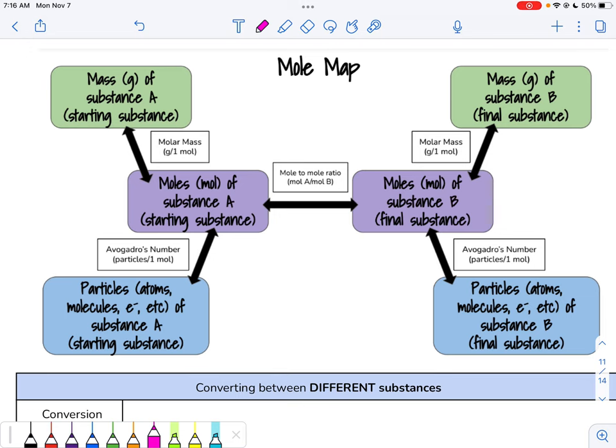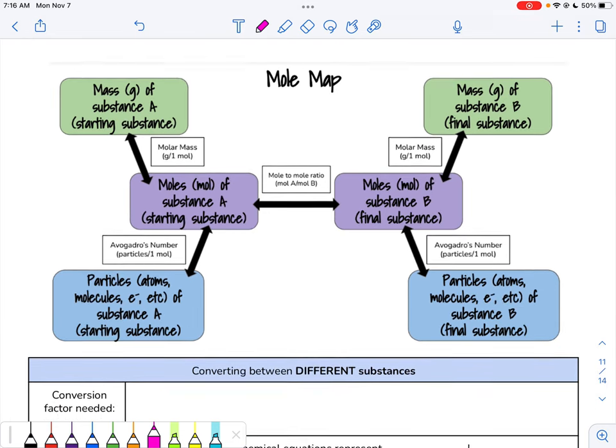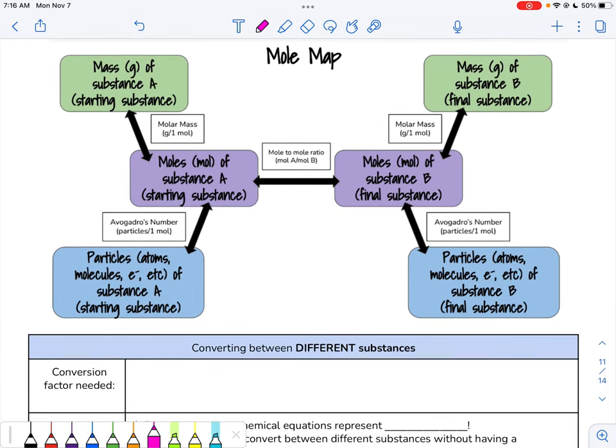All right. So, we have taken a look at basically one-step conversions so far. We've done mass to moles, and then we can also talk about particles to moles, or moles to moles, one-step conversions. But if you want to convert between substances, between masses, moles, particles of different substances, you have to make sure that you have a balanced chemical reaction equation, and you have to make sure that you have your mole ratios.